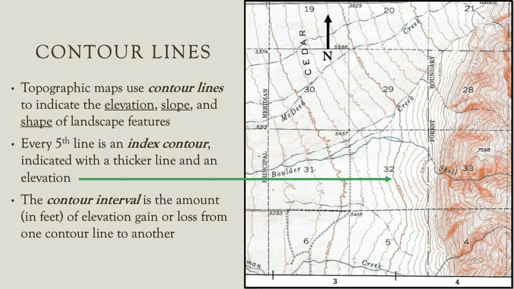Every fifth contour line is an index contour, which is used to index or indicate the elevation along that contour line, and is indicated with a thicker, more heavily weighted line. The contour interval is the amount in feet of elevation gain or loss from one contour line to another. This amount is consistent throughout the map. For this map here, the contour interval is 40 feet per line.